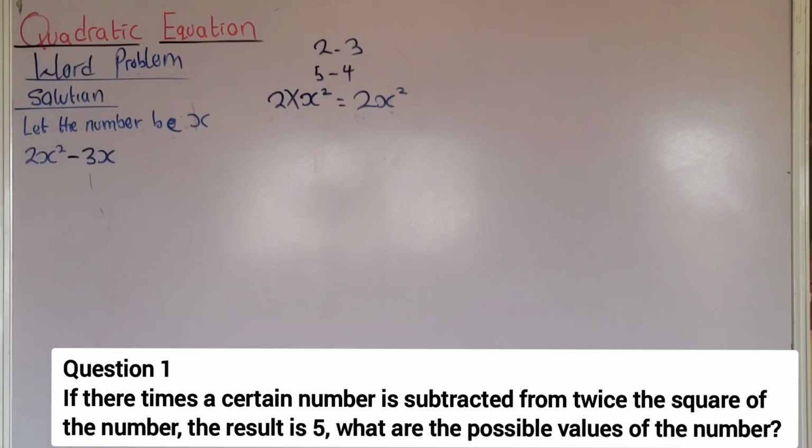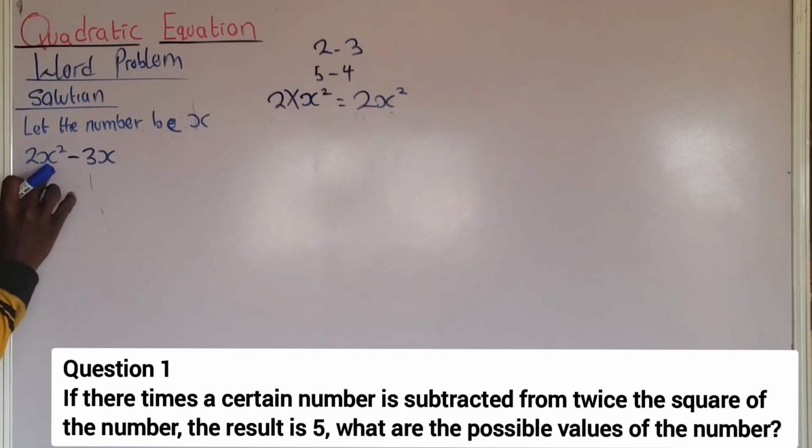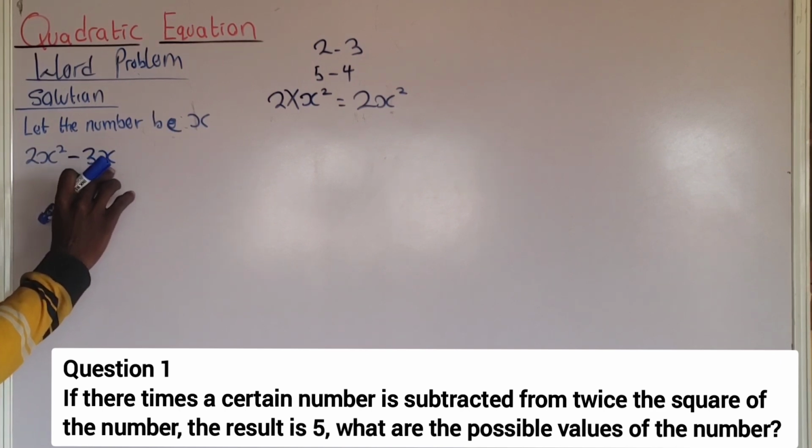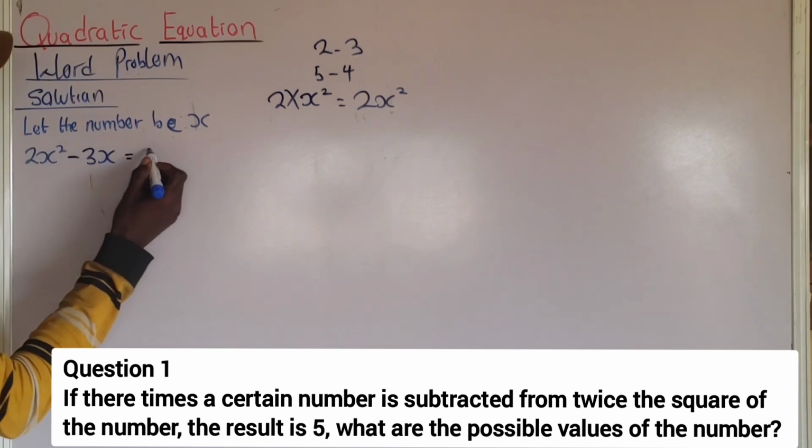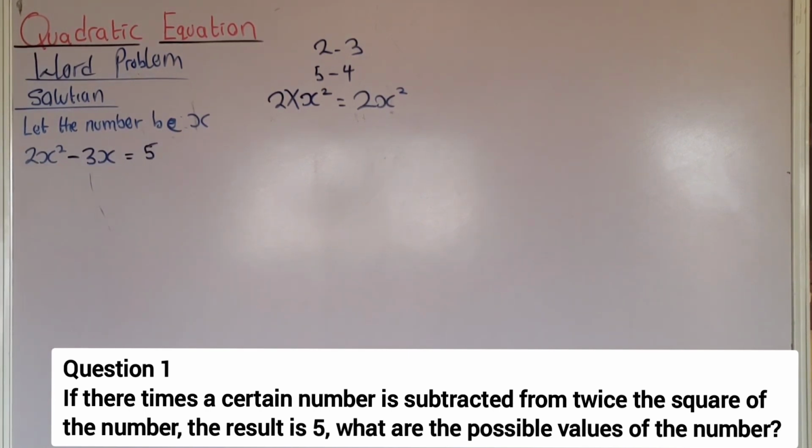You understand? So I want you to pay attention. Here I've already interpreted that statement. 3 times a certain number is subtracted from twice the square of the number. That is 2x squared minus 3 times a certain number, since I've already said let the number be x. So now let's proceed. The result is 5. So that means 2x squared minus 3x equals 5. That is, when I subtract 3 times a certain number from twice the square of that number, I got 5. So this is the interpretation. Now we are asked to find the number.